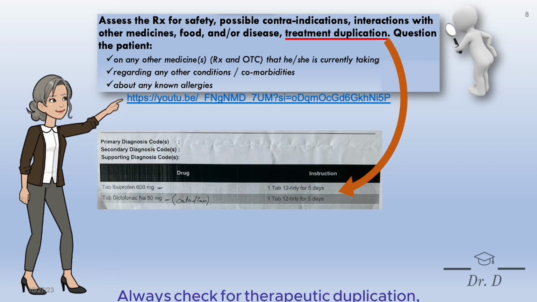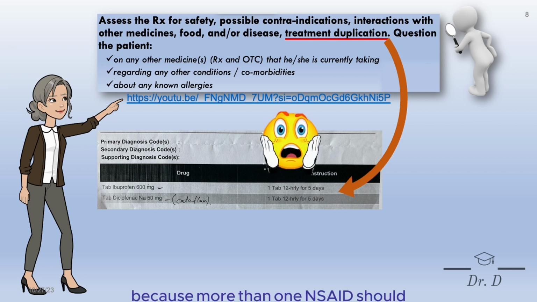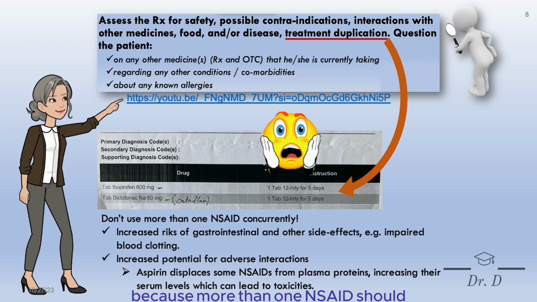Always check for therapeutic duplication, because more than one NSAID should not be used concurrently. Doing so can result in an increased risk of gastrointestinal or other side effects, for instance, impaired blood clotting. Or it can lead to an increased potential for adverse interactions. For instance, aspirin displaces some NSAIDs from plasma proteins, increasing their serum levels, which can lead to toxicities.